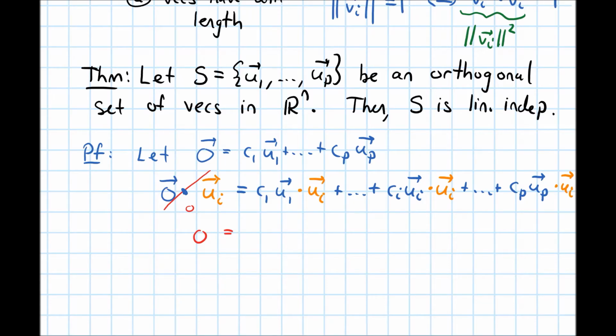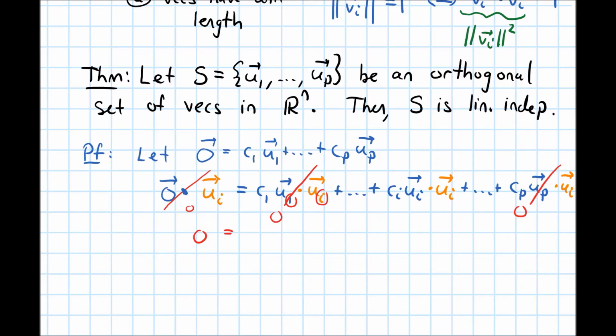And on the right-hand side, we know that this set u1 up until up is orthogonal. So whenever you dot two of these u's, and these indices are different, like this 1 is different than i, then that dot product is 0. So this dot product is 0. In fact, a bunch of these are 0. The last one is 0. There's only one dot product on the right-hand side that's not 0.